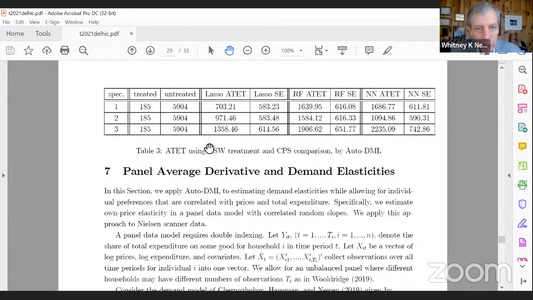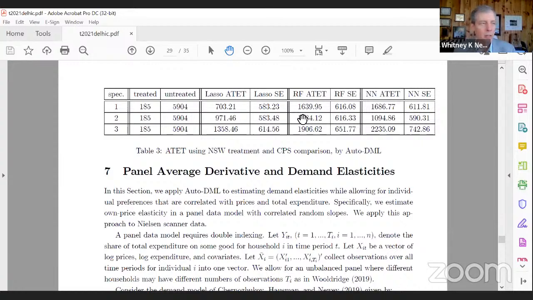We look at the CPS comparison, and here there's 185 treated and 5,900 untreated observations. Lasso looks a little funky, actually, there. It's a little different than the others. The others look more like when you just use the experimental results. Okay, you get similar estimates to the experimental results using the random forests and the neural nets. Lasso is a little bit different.